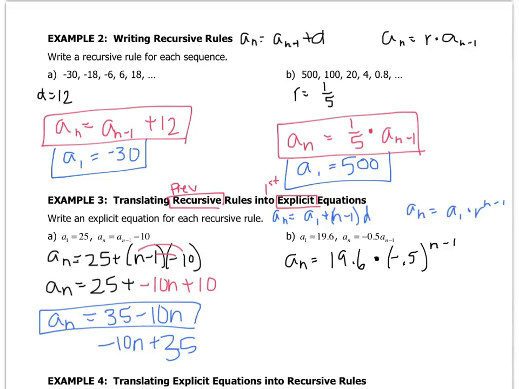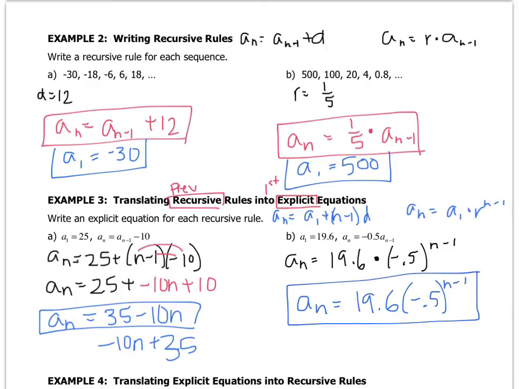Now, you can't really simplify that because you can't multiply these pieces because exponents would come first. So you can leave it like that. I'm just going to get rid of all my dots as best I can. So a sub n equals 19.6, and I'll just put the negative 0.5 in parentheses. You don't have to change it if you don't want to, but I prefer to. And so that would be what I would write as my formula.